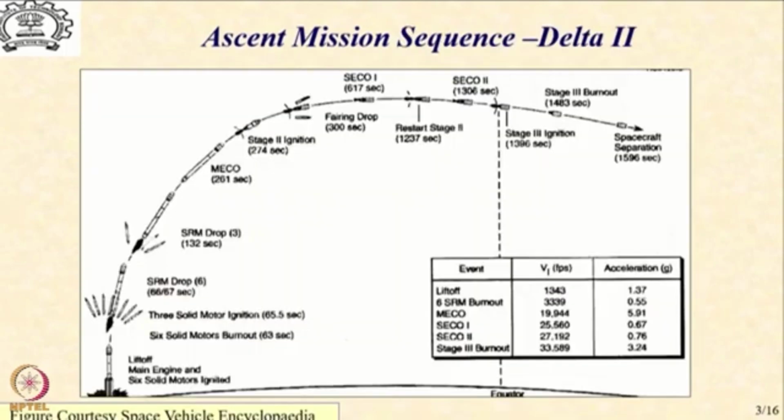So I want to show you a typical Ascent mission sequence, that is for a Delta II rocket. The figure is taken courtesy the Space Vehicle Encyclopedia. But what I would like you to look at in this picture is the various events, their sequence and the respective time stamp. So at the beginning we have the liftoff.